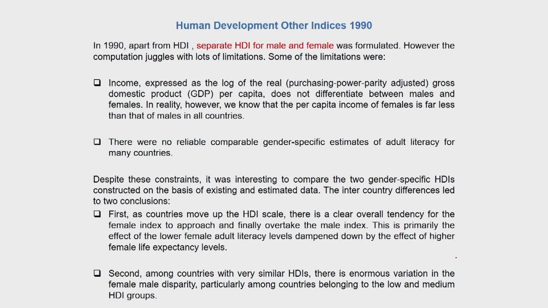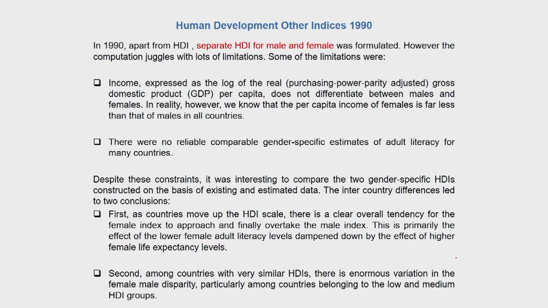And this was primarily the effect of the lower female adult literacy levels, which was dampened down by the effect of higher female life expectancy levels. And this is what I would like to draw your attention to in this slide, that in general, the female life expectancy levels are much higher than that of males. Women live longer than men do, and there is a lot of discussion with regard to this fact, this indicator of female life expectancy, whether it is in the developing countries or the developed countries of the world.